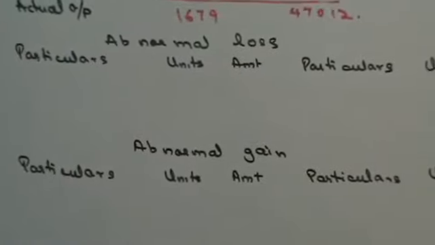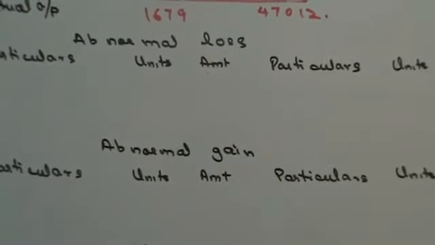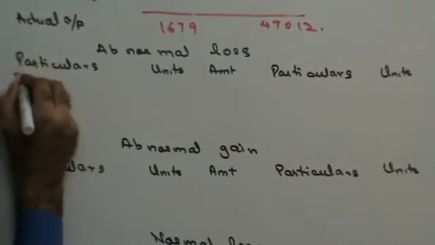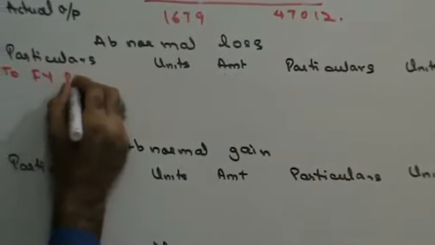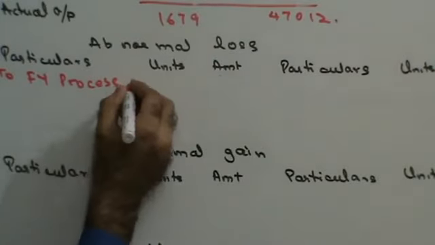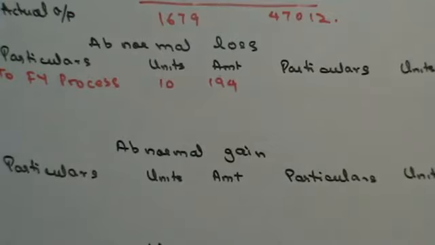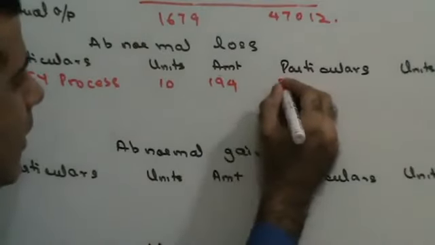Let's see this, guys. Now abnormal loss. I had abnormal loss in the FY process. Right? It was there on the credit side, so this will come here to FY process. Abnormal loss was 10 and 194. How do I tally the abnormal loss account?